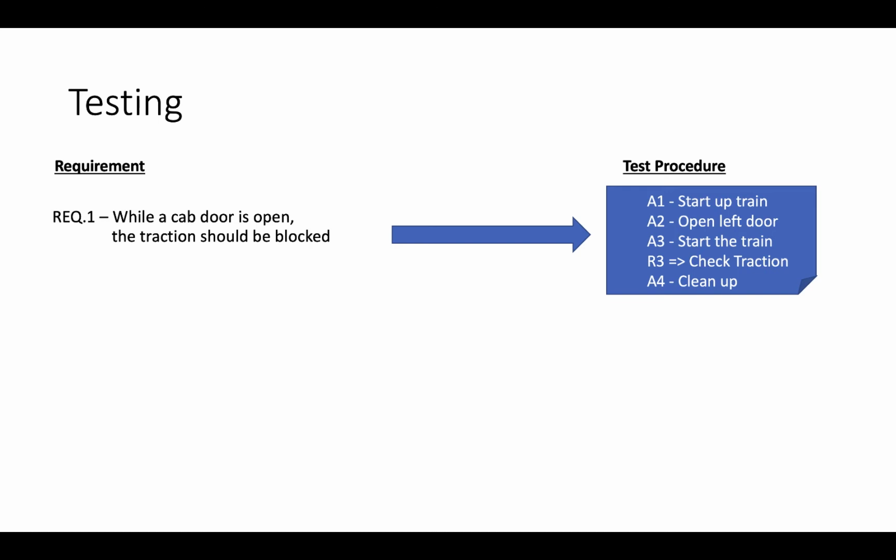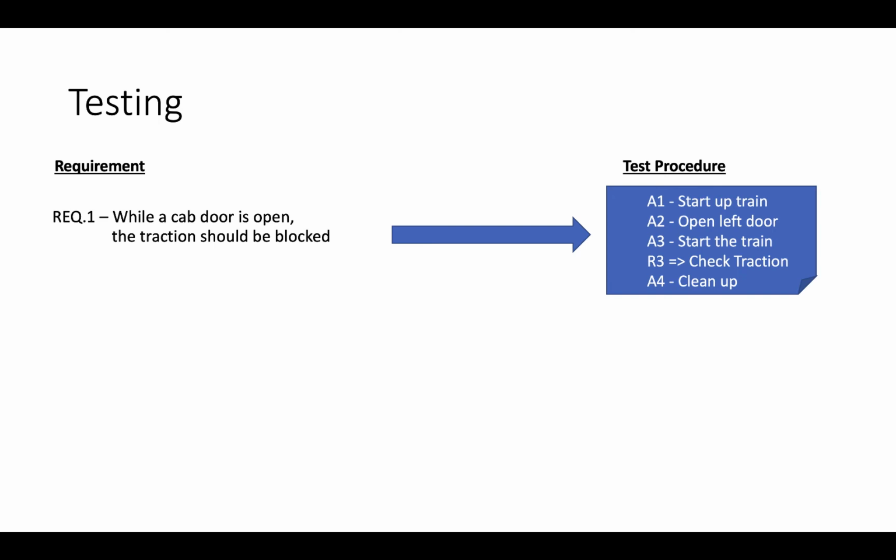In this particular case, we have the actions to the right, and those are to start up the train, open the left door, try to start the train, and then check that the traction is blocked, as is said in the requirement. If the traction is blocked, everything is fine, and we say that the test verdict is passed. And we note that in the test record.